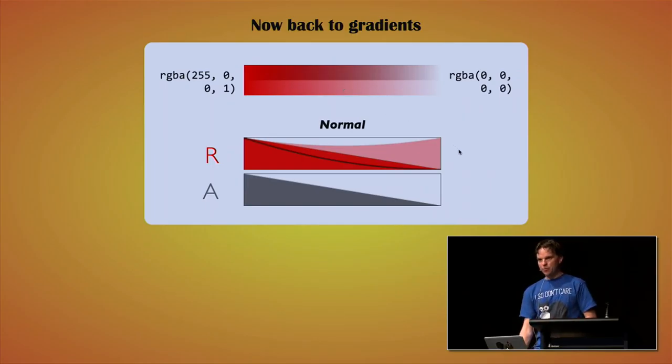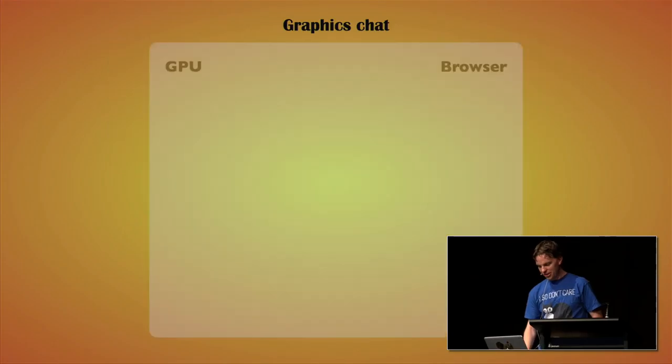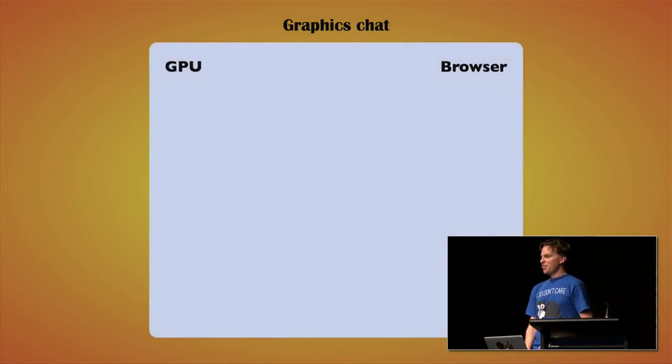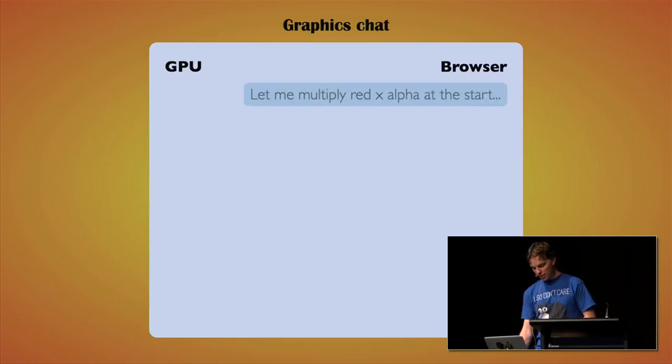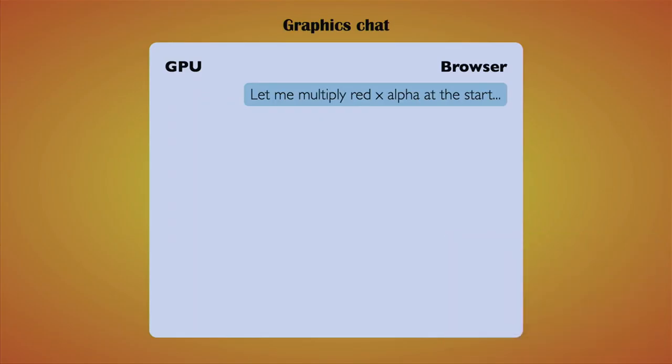So pre-multiplied alpha is the answer. But what is it? It's that. No, that's still not actually particularly understandable. The best way I found to understand it was actually to just imagine a conversation between the browser and the graphics processing unit. And the browser says, OK, I'm going to multiply each of the color channels by the alpha first for every one of these color stops.